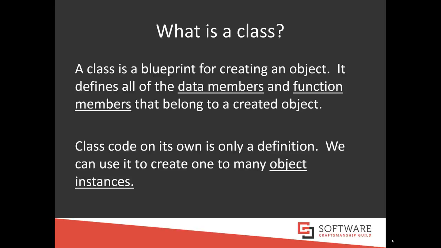It's important to remember that the class code on its own is just a definition. We can use it to create one-to-many object instances. A lot of people like to think of this as the difference between a blueprint and a building. A blueprint is the definition for a building.